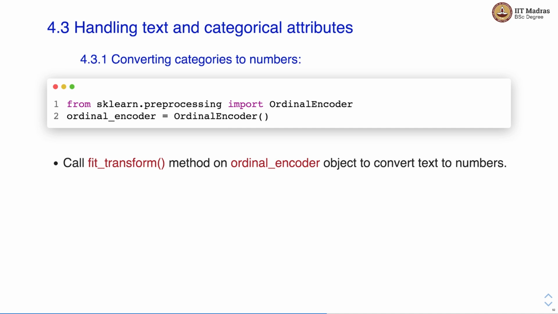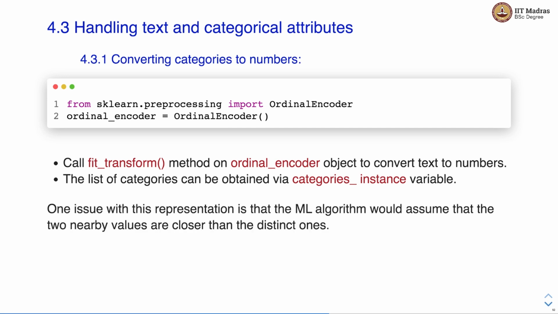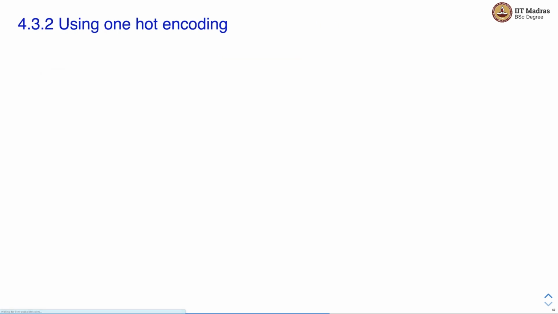We call the fit_transform method on the ordinal encoder object to convert text to numbers. And text is also an example of a category. The list of categories can be obtained via categories_ instance variable. One issue with this representation is that ML algorithms would assume that two nearby values are closer than the distinct ones. That could be a real problem if there is no systematic ordering in the categories.